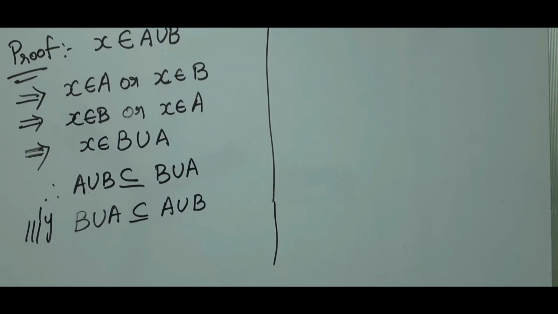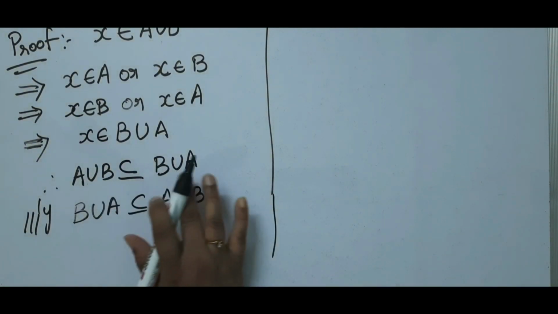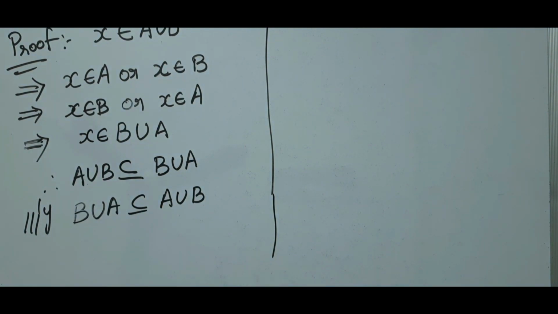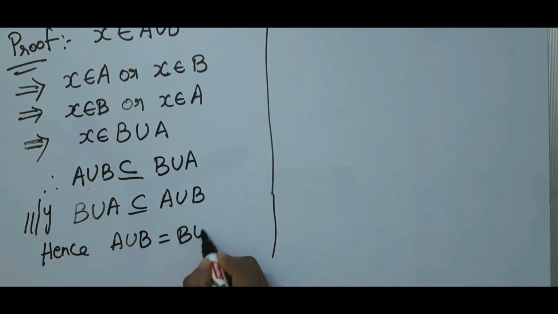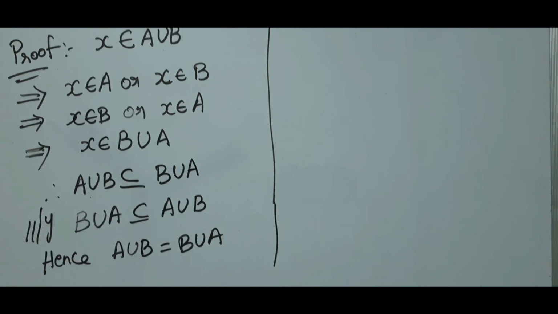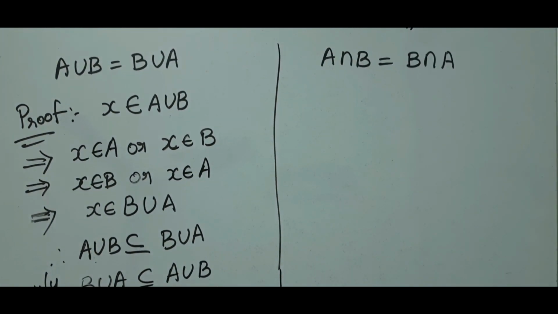Okay. Hence, from these two, when A is a subset of B and B is a subset of A, we can say that A is equal to B. Is it not? So A union B is equal to B union A, as B union A is also a subset of A union B. Hence, A union B is equal to B union A. This is the proof. Similarly, we can prove this for A intersection B, only the word differs.